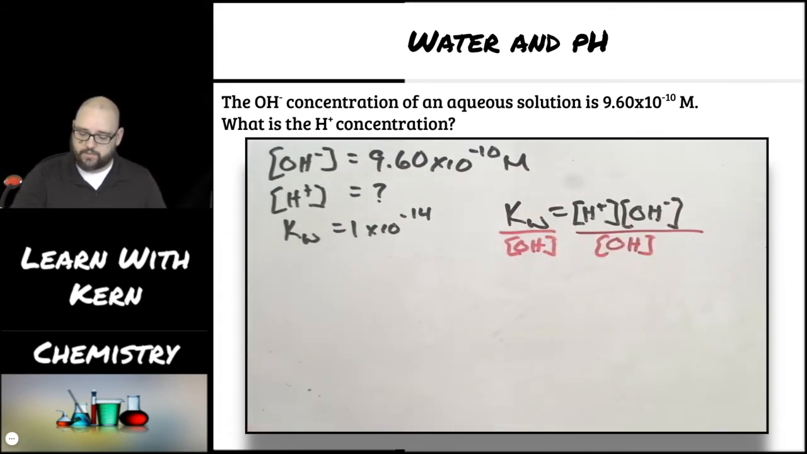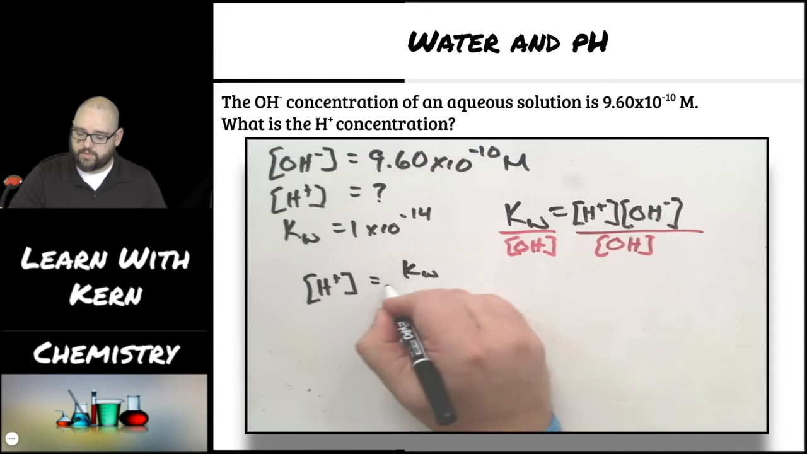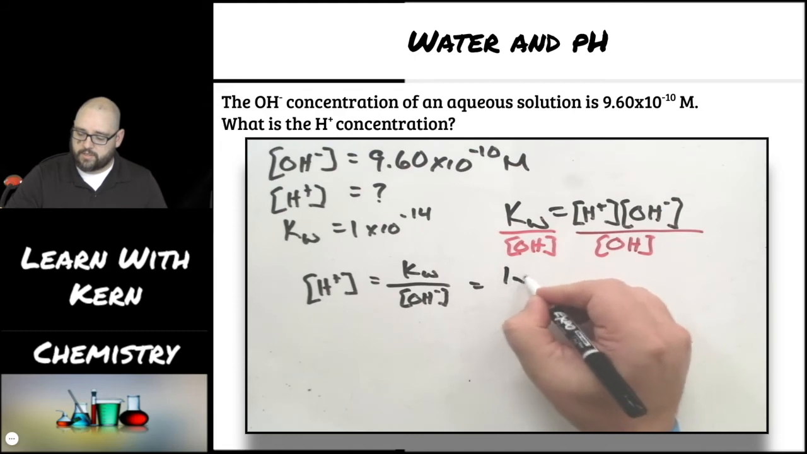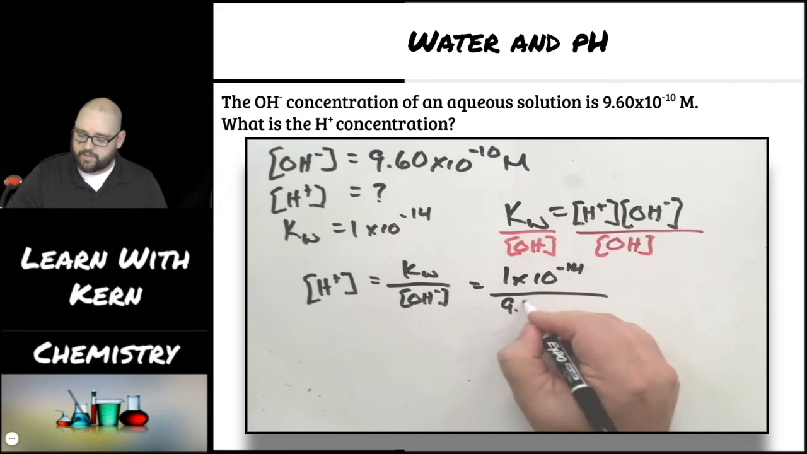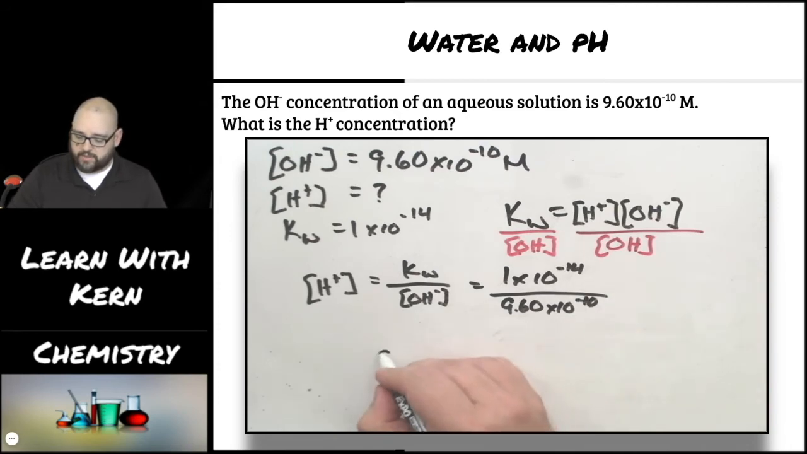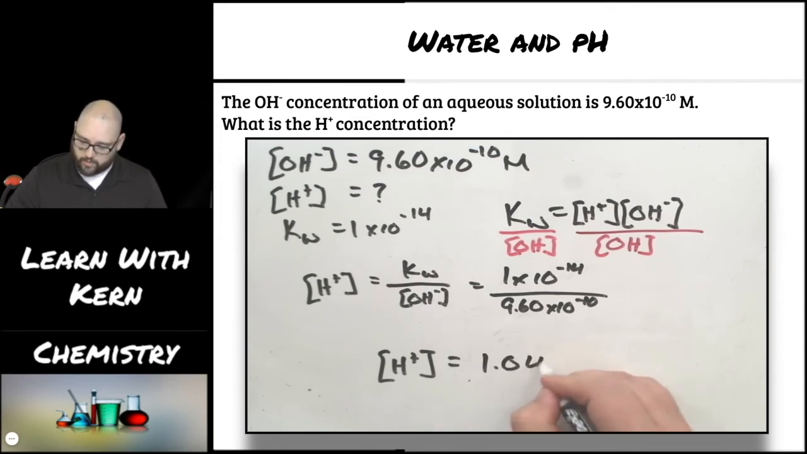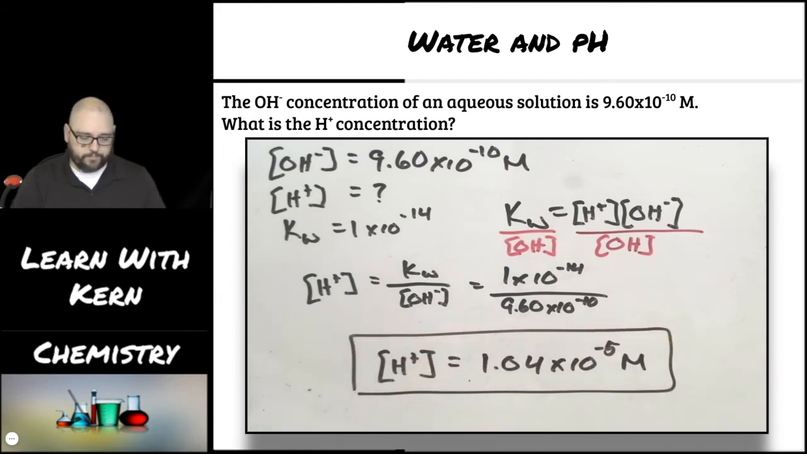And so I get an answer where my H plus concentration is equal to Kw divided by my hydroxide ion concentration. So 1 times 10 to the negative 14 divided by 9.60 times 10 to the negative 10. And I plug this all into my calculator and I get an answer of 1.04 times 10 to the negative 5th molar. All right, so that is using the ion constant of water to help us find the concentrations of hydrogen and hydroxide.